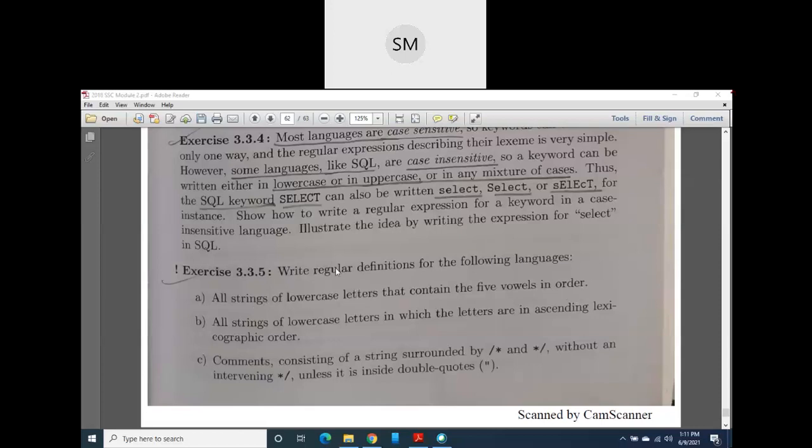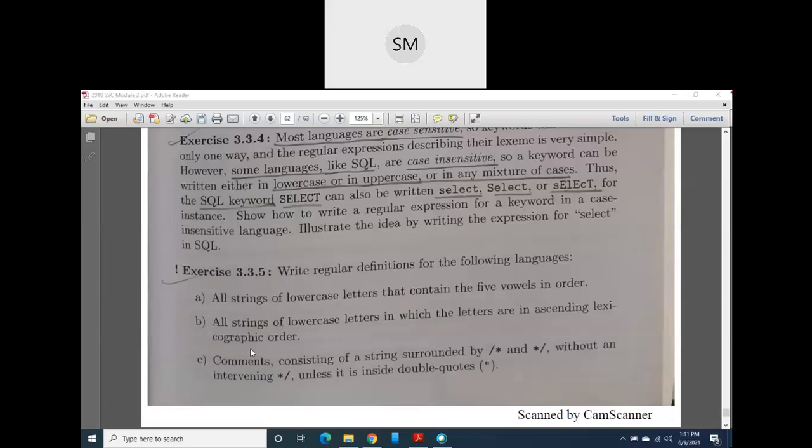So can you write a regular definition for this language? Okay, try at home. This is also homework for you now. All strings of lowercase letters in which the letters are in ascending lexicographic order. Lexicographic order is nothing but ascending order. It means your alphabets should be in ascending order only, like A, B, C, D, E, F, G, H, like this only. For alphabets in lowercase, you write the strings and the regular definition for this.